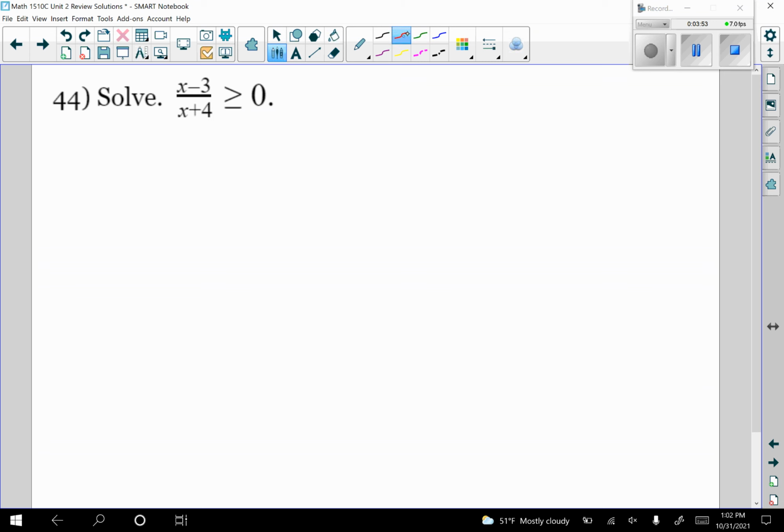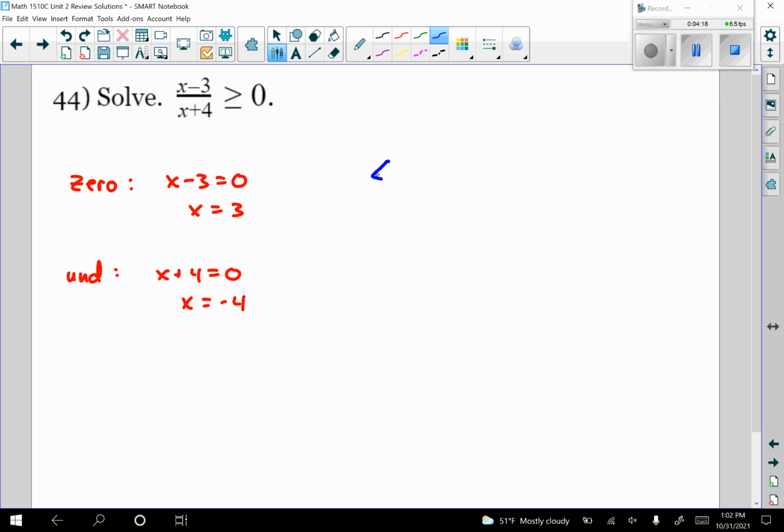All right, here we have a rational function, or rational inequality rather. So first I need to figure out the zeros, or where this is undefined. So I have a 0 that comes from the numerator, x minus 3 equals 0, so x equals 3. That's a 0. Where is this undefined? When x plus 4 equals 0, so that's when x equals negative 4.